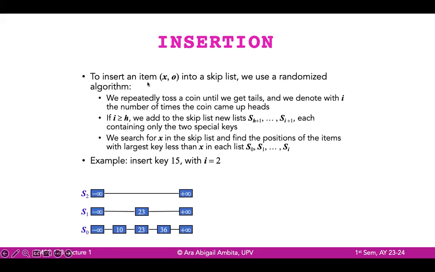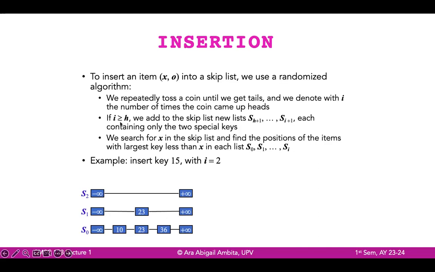Whenever we add an item, we are going to repeatedly toss a coin until we get tails. And we are going to denote with i the number of times the coin came up heads. So let's say we have tossed the coin 3 times and we got heads, and then at the time that we got tails, we stop. So i would be equal to 3 because we tossed the coin 3 times.